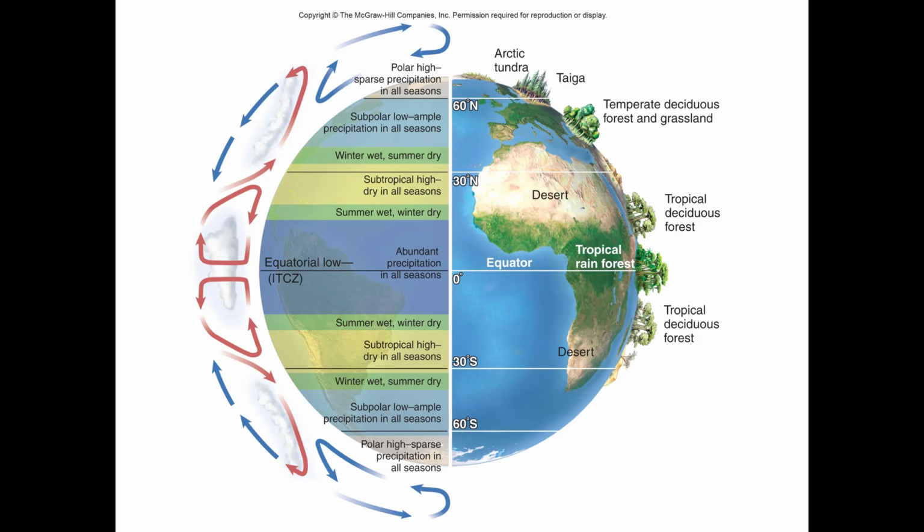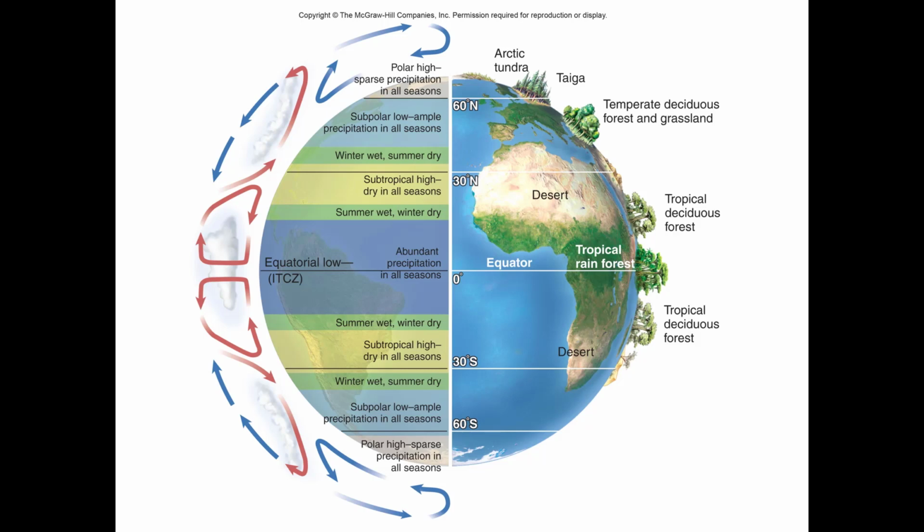We see the equator, or here the Intertropical Convergence Zone, or ITCZ. Wherever the ITCZ is going to be, you have hot air rising and releasing moisture in the form of rain. It's going to be very hot, very wet. It's going to be abundant precipitation in all seasons. At 30 degrees north and south, you're going to have that subtropical high. That's high pressure as the air is descending, and it's going to be dry in all seasons.